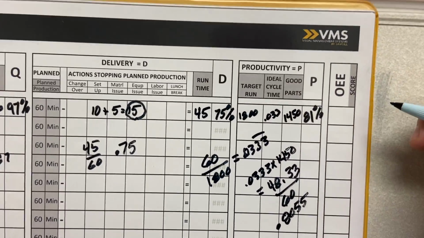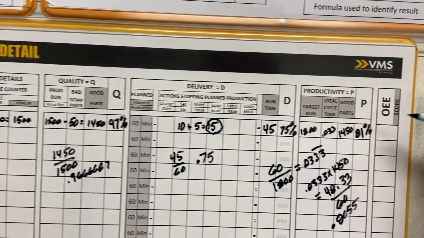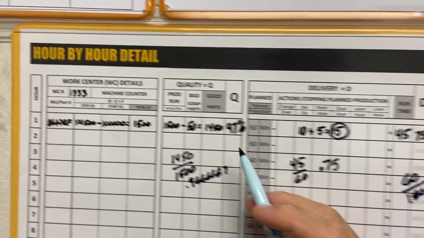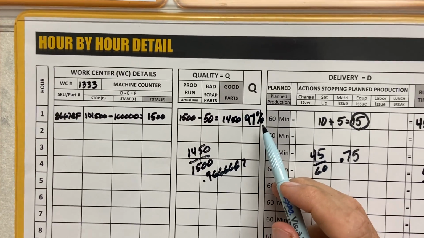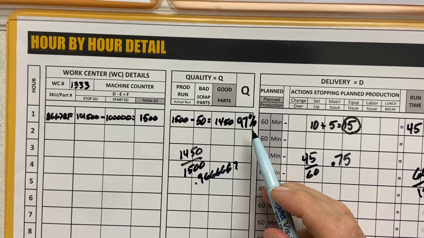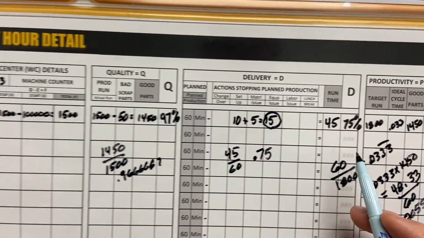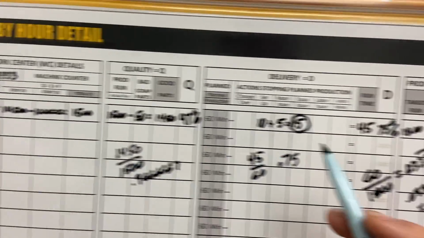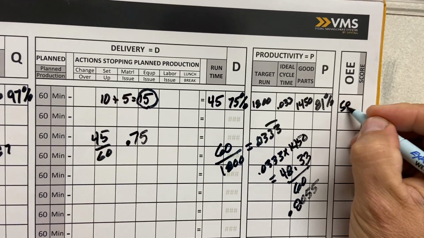To get our OEE score, simply multiply your quality times your delivery times your productivity. If you convert this over to a decimal, it may be easier for you, or make sure you use a percentage key on your calculator. You're not going to get this number right. But multiplying 97% times 75% times 81%, guess what it equals? 58%.